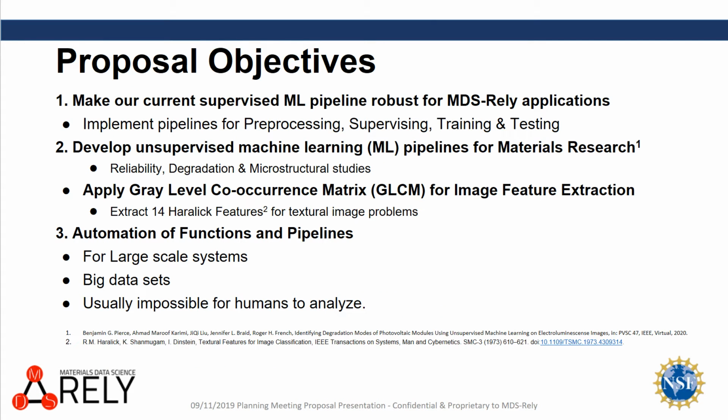So what we're going to do first in this proposal is to make our current supervised machine learning pipeline from photovoltaic studies be robust for MDS-Rely applications. And then we'll also develop an unsupervised machine learning pipeline for materials research using gray level co-occurrence matrices and image feature extraction. And then we'll work on also the automation of functions and pipelines for large-scale systems.